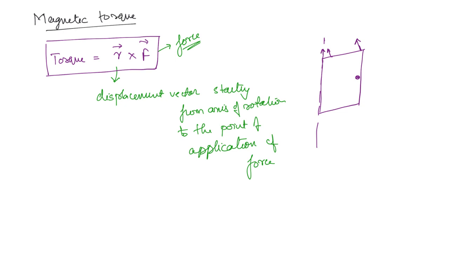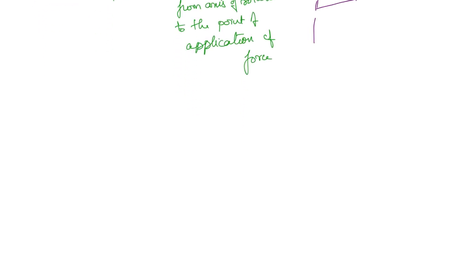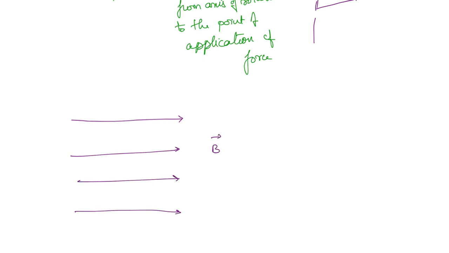Let us now see the torque that is experienced by a current carrying loop when it is placed in a magnetic field. Let us say these are the magnetic field lines. B bar is the magnetic flux density. Here you have a rectangular current carrying loop. The current is I. Say this length is L and the width here is W. Now we will see what is the force experienced by it and if there is any torque acting on this current carrying loop.